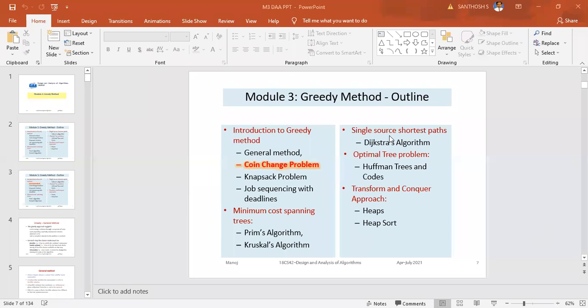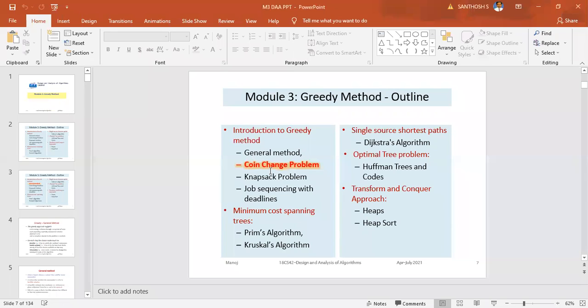There are two types of solutions in the general method. One is the feasible solution, the other one is the optimal solution. For a problem, there will be so many feasible solutions, and among them you have to find the optimal solution. That we have discussed in the previous class also.